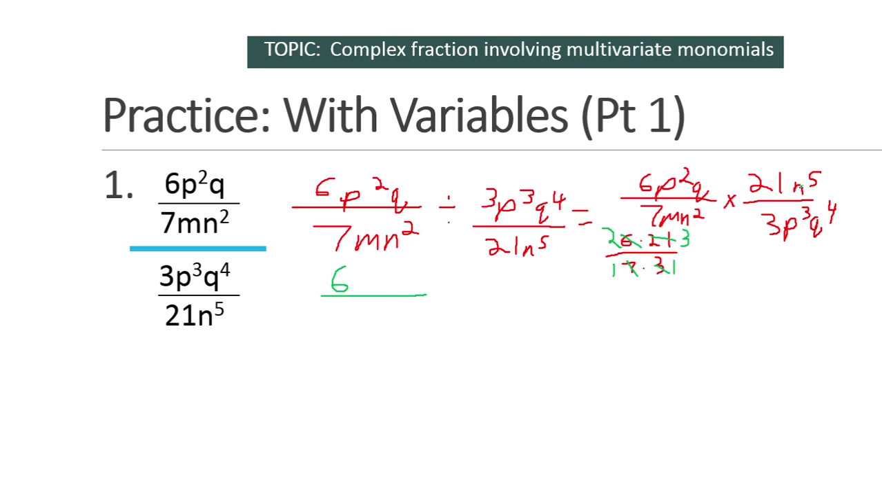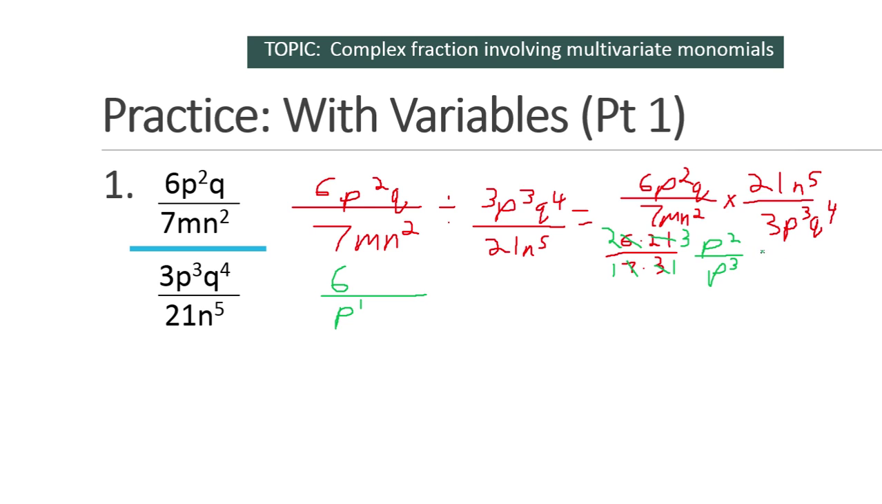Then we're going to look at the p's. Well, if you look at the p's next, you have p to the second over, if you notice, there's only a p to the third on this one. So what is 2 minus 3? 1, and is it going to be on top or bottom? Bottom. Good. So this is p, or p to the 1 if you want to put.